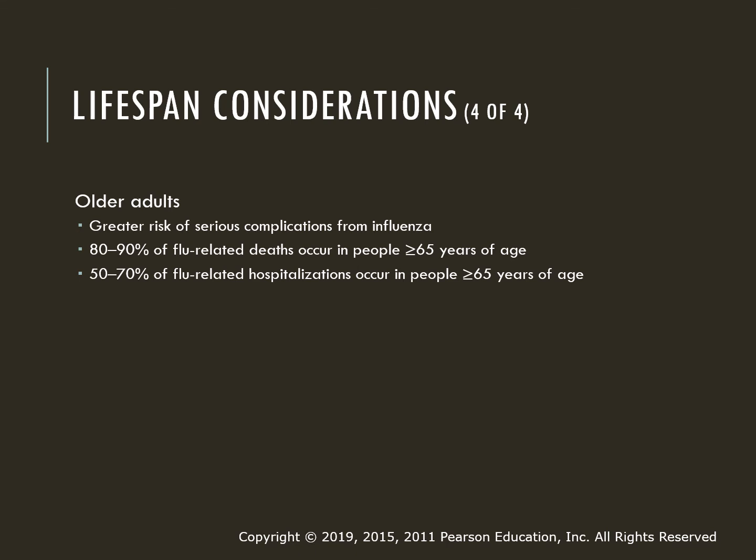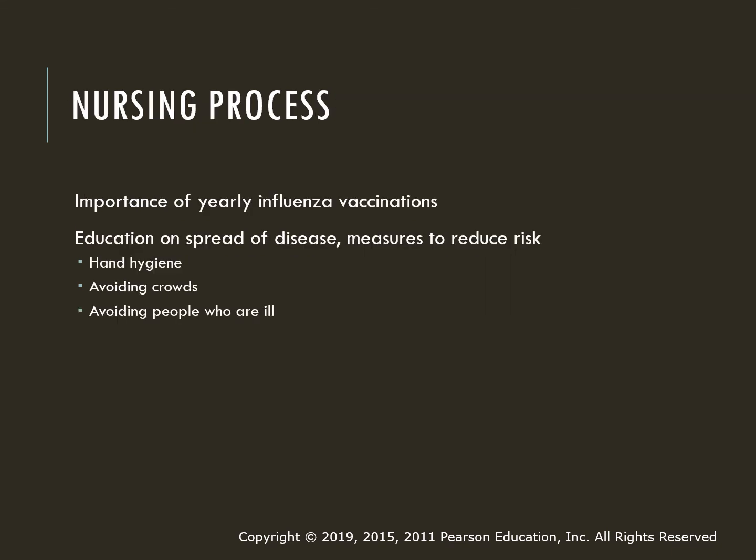In recent years, for example, it is estimated that 80% to 90% of seasonal flu-related deaths have occurred in people 65 years or older. And so the people who are in their 60s or older than 65 are at greater risk, especially if they have other comorbidities.